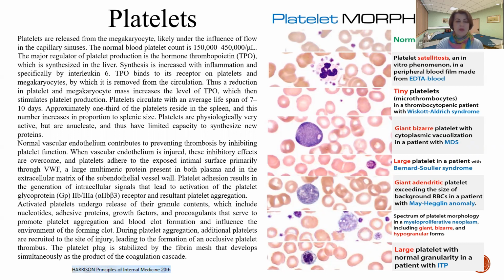Activated platelets undergo release of their granule content, which includes nucleotides, adhesive proteins, growth factors, and procoagulants that serve to promote platelet aggregation and blood clot formation and influence the environment of the forming clot. During platelet aggregation, additional platelets are recruited to the site of the injury, leading to the formation of an occlusive platelet thrombus. The platelet plug is stabilized by the fibrin mesh that develops simultaneously as the product of the coagulation cascade.